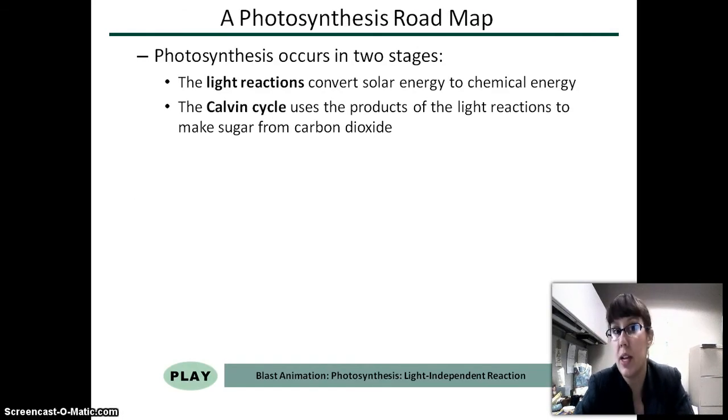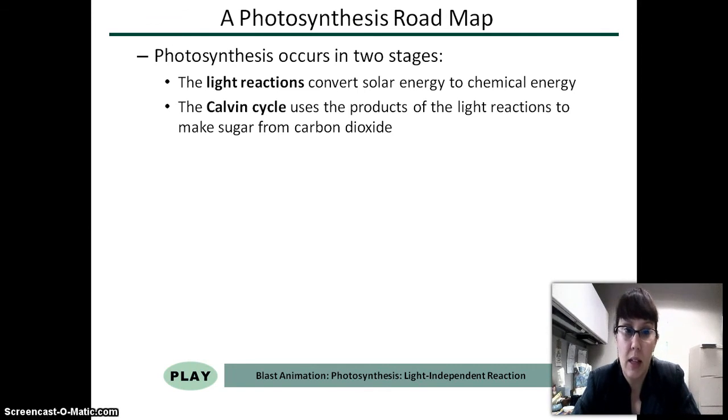There are two stages to photosynthesis. First are what we refer to as the light reactions, and they convert the solar energy into chemical energy. On a molecular level, if you look at the light reactions, they're somewhat similar to the electron transport chain which occurs in respiration. The second part of photosynthesis is called the Calvin cycle. Sometimes you'll hear it called the dark reactions, and this is where the products of the light reactions are used to make sugar from carbon dioxide.